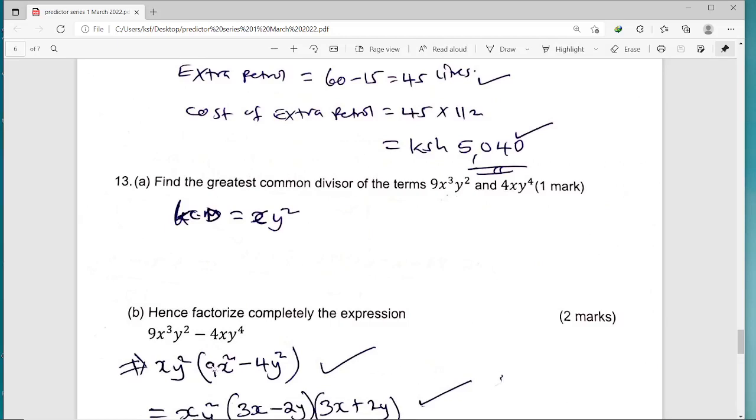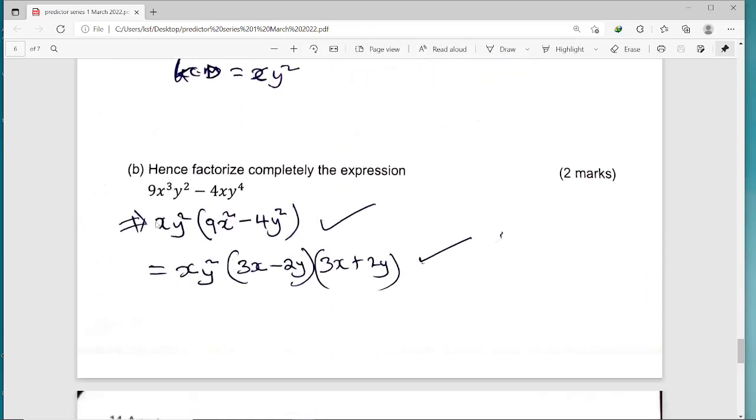And therefore, the square root of this is 3x, and the square root of this is 2y. And therefore, this will be 3x plus 2y into brackets 3x minus 2y. That one you have done several times. That's a squared minus b squared is equal to a plus b into a minus b. And therefore, now the factorized expression is x y squared into 3x minus 2y. This one becomes this. So this is the simplified expression. We go to the next question.